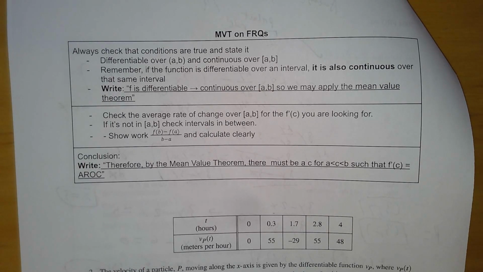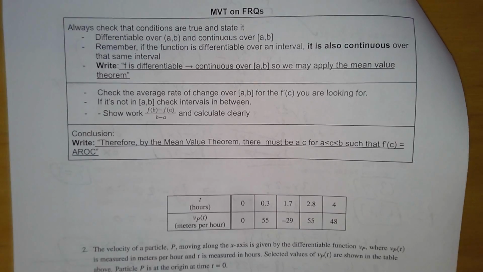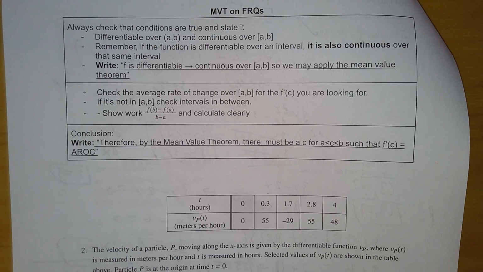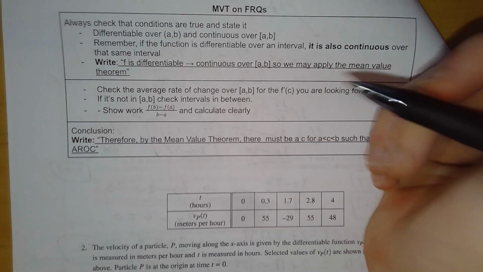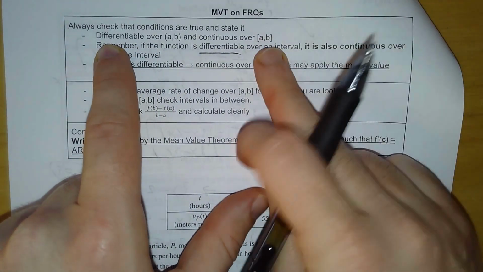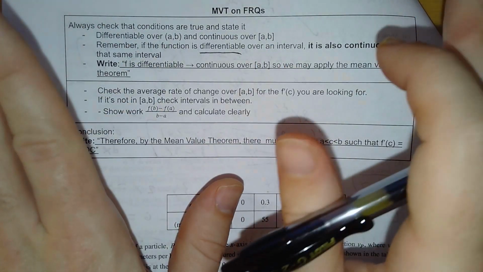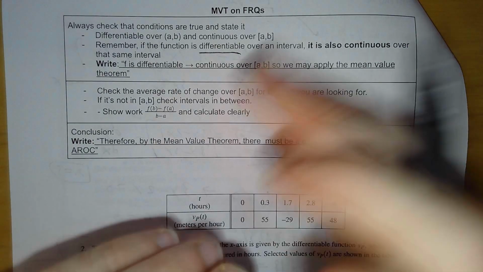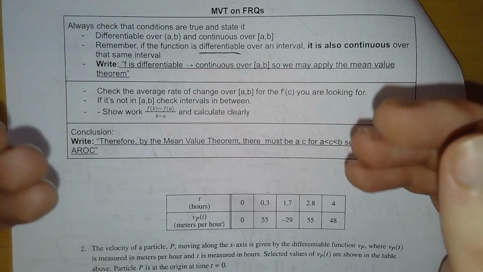MVT and FRQs. There's very frequently an MVT question on the FRQs, and if it's not on there, it's on MCQ. This is the kind of flow chart. You always got to check the conditions, make sure it's differentiable and continuous over [a, b]. Remember that if a function is differentiable over an interval, it's also continuous over the same interval. So if I know that it's differentiable over closed [a, b], then it's good. Usually it won't try and trick you too much with this. From what I see, it's pretty straightforward.